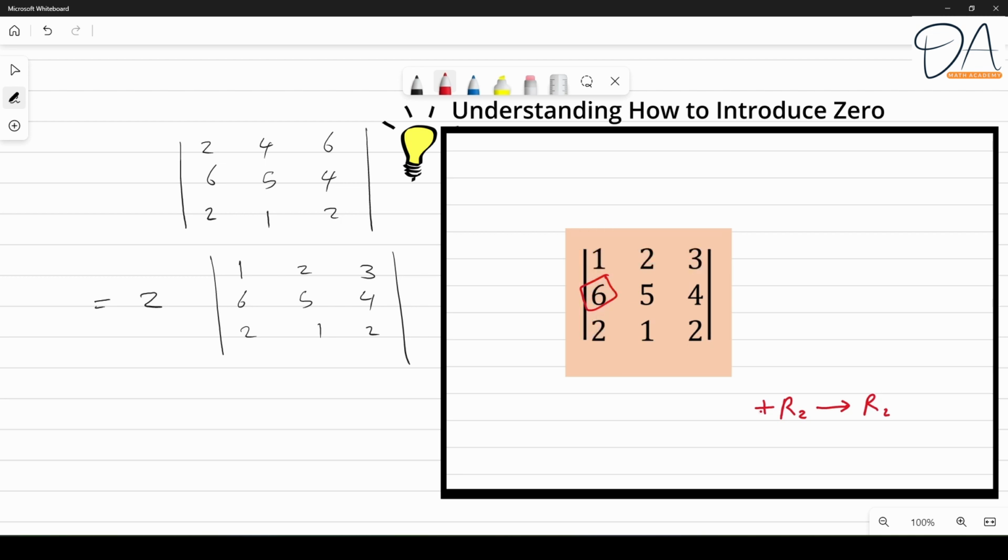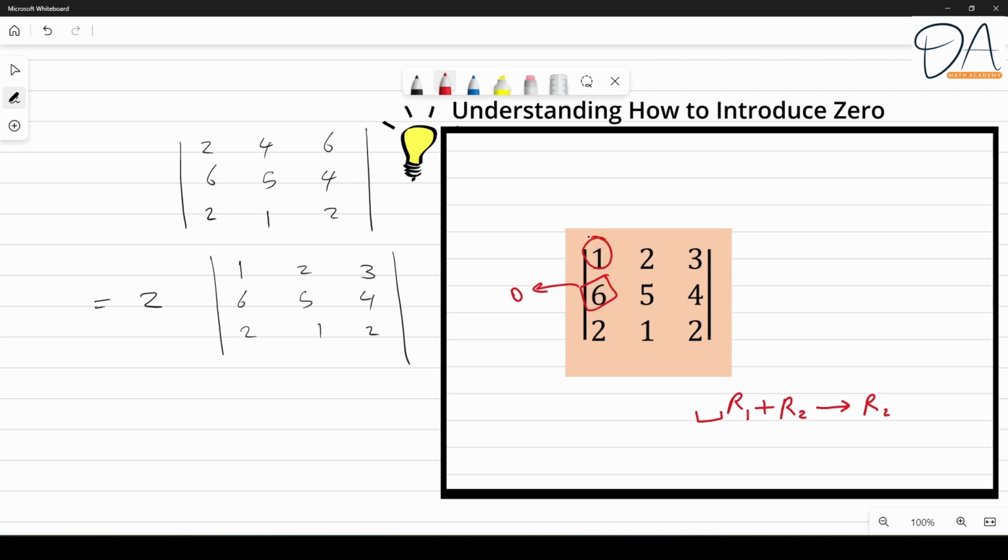If an element is in column 3, you'll use row 3. If it is in column 2, you're going to use row 2. So we know that we'll have to add a multiple of R1. The only thing left is what multiple of R1 we should use. So we need to multiply R1 with something. How are we going to find out the multiple? It's simple. We want to make this 6 0. So you will look at the corresponding element on row 1. The corresponding element in row 1 is 1.